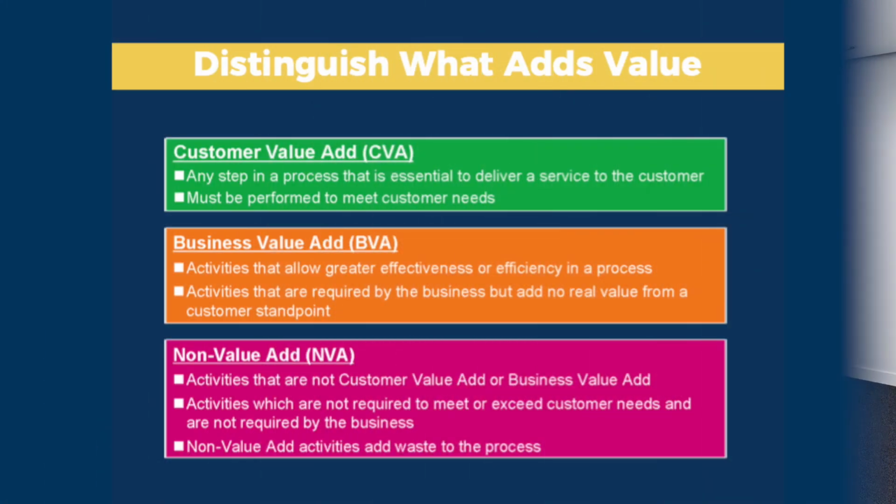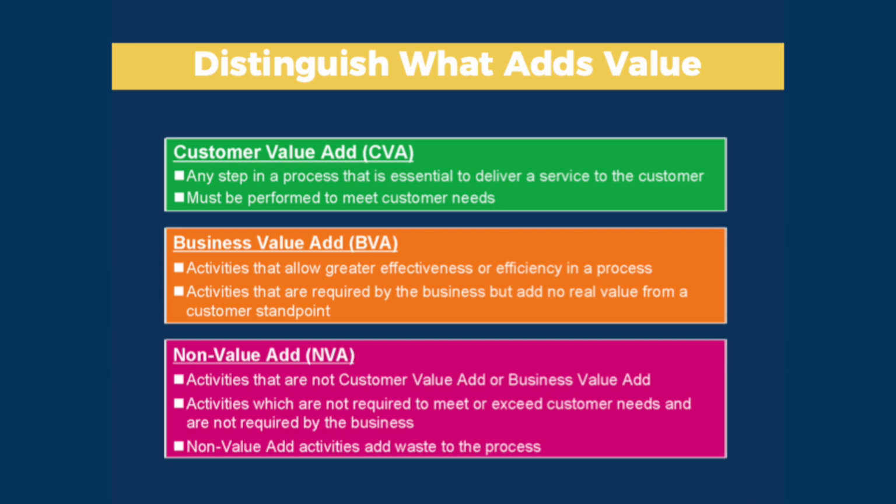It is essential that your company knows exactly what processes are adding value to either the business or customers and distinguish that from activities that are not improving anything. There are 3 types of values within a process that need to be identified. They are customer value added, business value added, and non-value added.